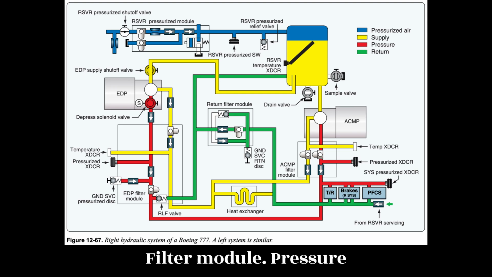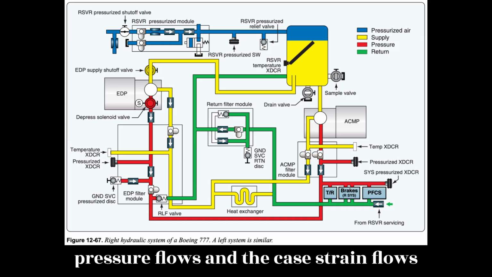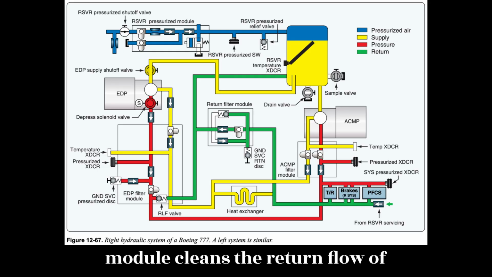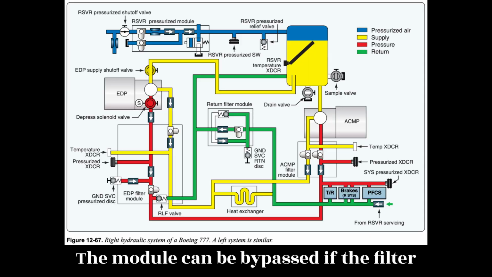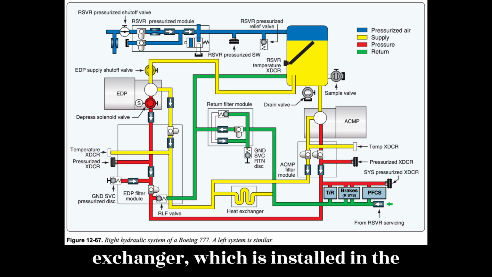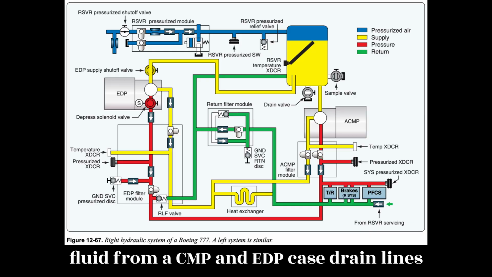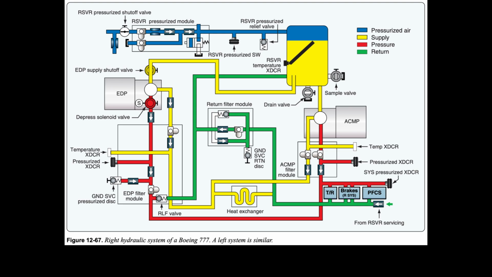Filter module. Pressure and case drain filter modules clean the pressure flows and the case drain flows of the hydraulic pumps. A return filter module cleans the return flow of hydraulic fluid from the user systems. The module can be bypassed if the filter clogs, and a visible indicator pops to indicate a clogged filter. The heat exchanger, which is installed in the wing fuel tanks, cools the hydraulic fluid from ACMP and EDP case drain lines before the fluid goes back to the reservoir.